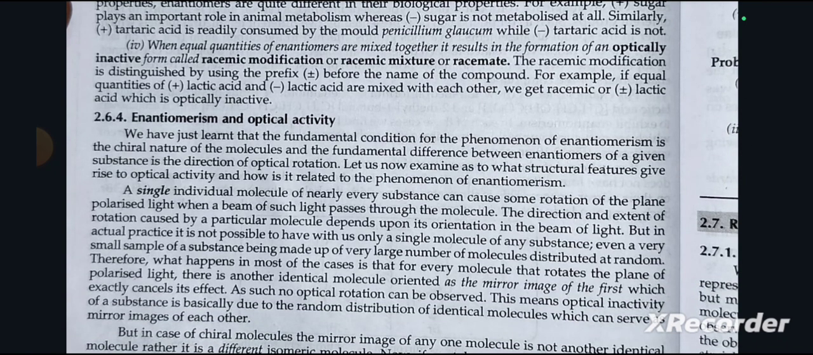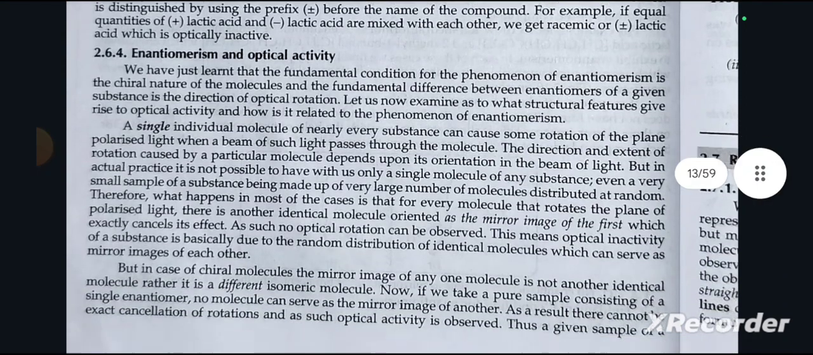Fourth, when equal quantities of enantiomers are mixed together, it results in the formation of an optically inactive form called racemic modification, racemic mixture, or racemate. The racemic modification is distinguished by using the prefix plus-minus before the name of the compound. For example, if equal quantities of plus lactic acid and minus lactic acid are mixed with each other, we get racemic or plus-minus lactic acid, which is optically inactive.